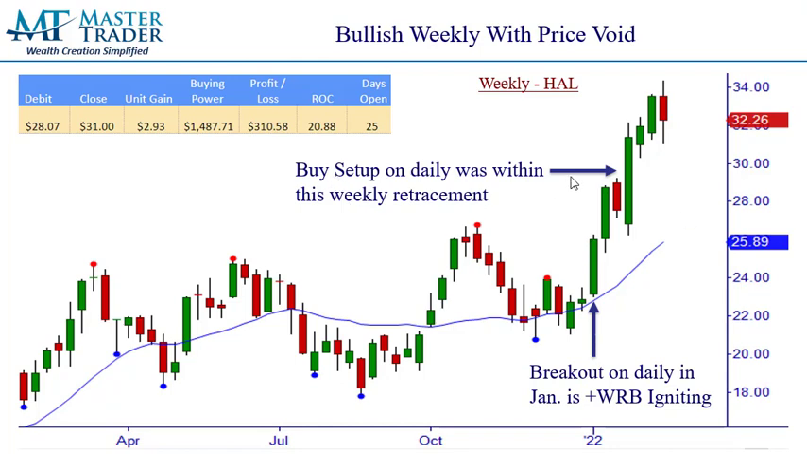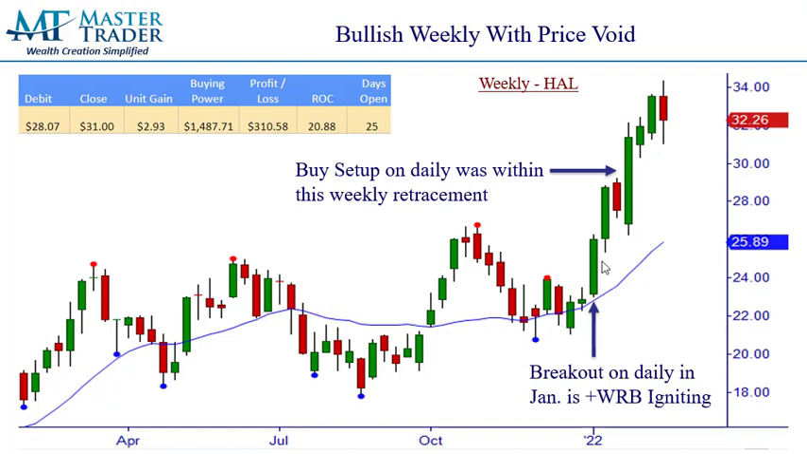That was a Master Trader buy setup with the gap reversal, and it was actually at the bottom of this bar. So compare the bottom of this weekly bar with the daily bar, and that's multiple time frame alignment. This was actually the initial breakout that I showed you on the daily chart in January, and it ended the week with what we call a wide range igniting bar from consolidation on the 20 MA on minor support.